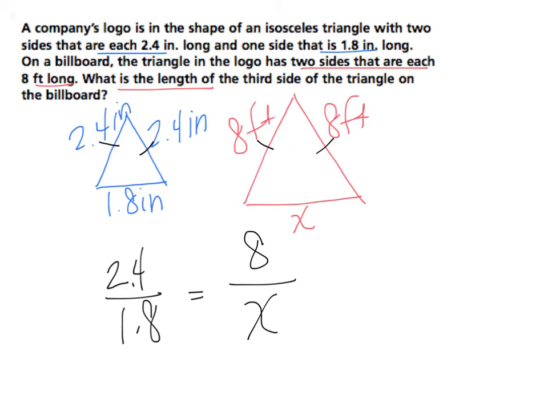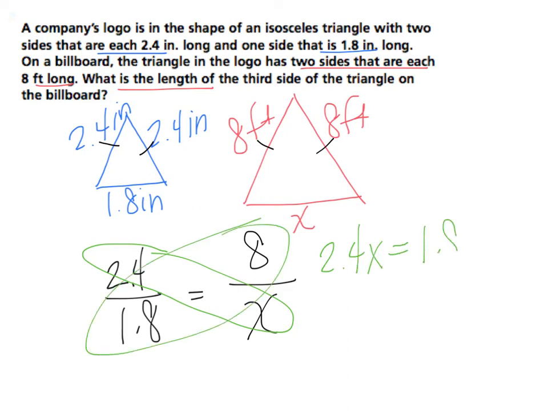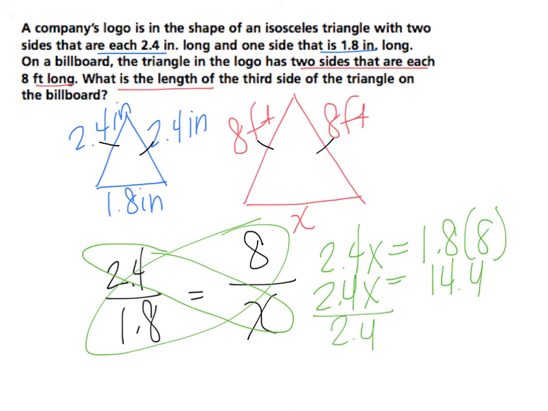So now I just need to solve. So I'm going to cross multiply. So I get 2.4x equals 1.8 times 8. So 2.4x equals 14.4. Divide by 2.4. So x equals 6 feet long.